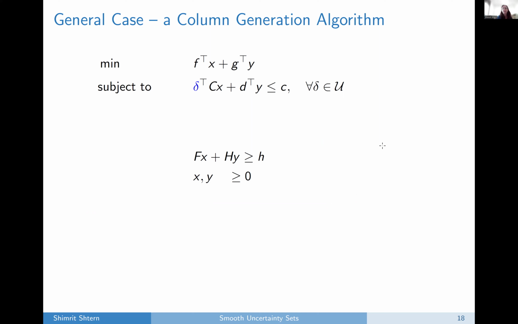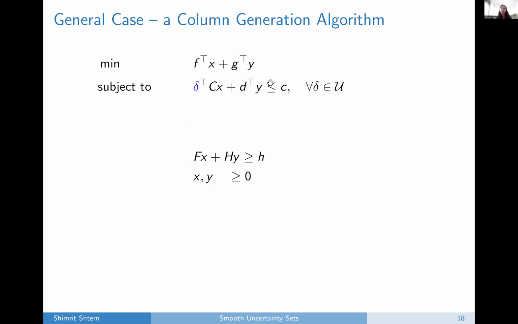I will talk briefly about the column generation algorithm for solving the problem for the case that we have a lot of constraints and a lot of edges, and the constraints are not of a specific structure.